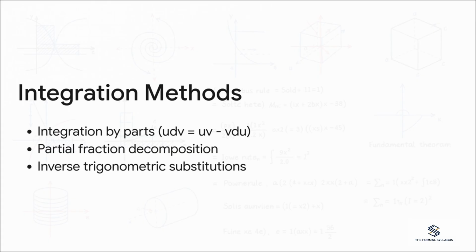We often execute this via repeated reduction formulas to break down those stubborn, high-powered functions, like say sine to the power of 10. Next, we have partial fraction decomposition, which is a lifesaver for dealing with complex rational expressions. And of course, inverse trigonometric substitutions, which we use to elegantly eliminate those really stubborn square roots from our equations.